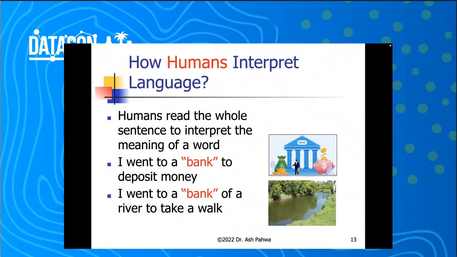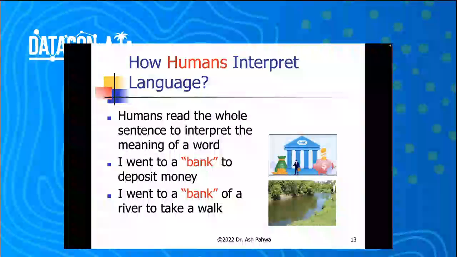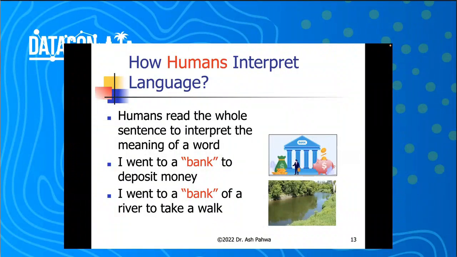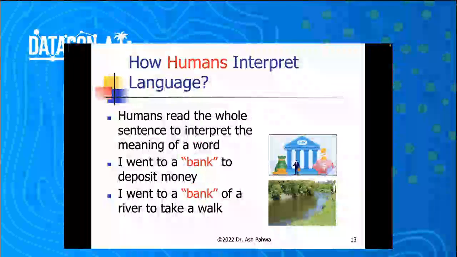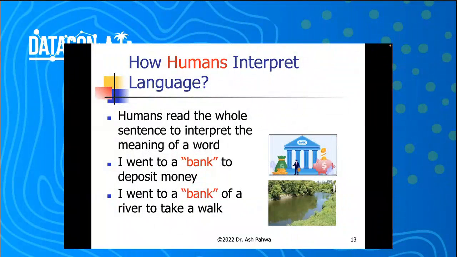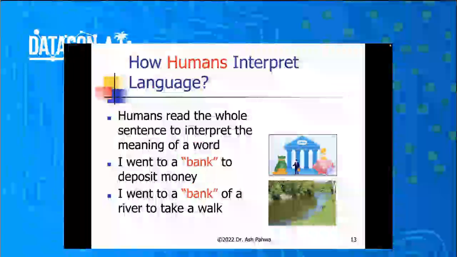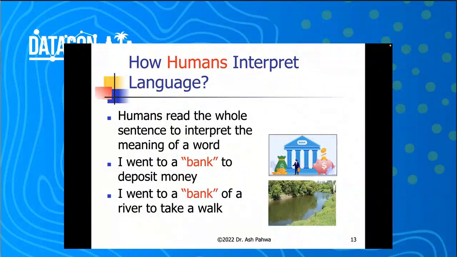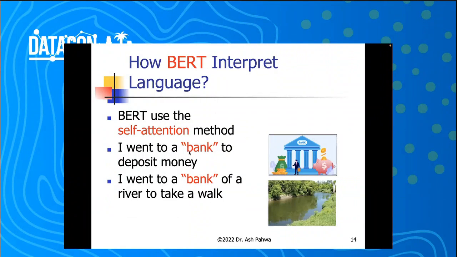Okay, so again, how are humans going to figure this out? I went to a bank to deposit money, and I went to a bank, actually a bank of a river, to take a walk. Just like the way humans figure it out, we're going to apply the same technique for the system to figure it out. So what we do is create self-attention. All words will be compared with other words. And then I'm going to show you the complete mathematics of that as well. And then it can figure out exactly what the meaning is. So BERT uses the concept of self-attention.